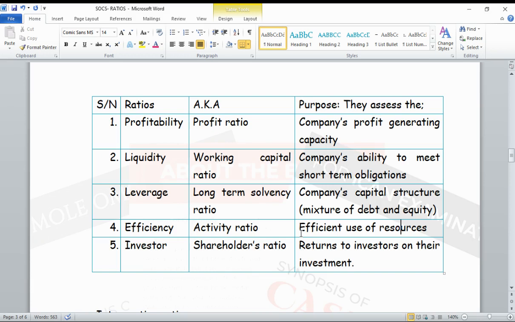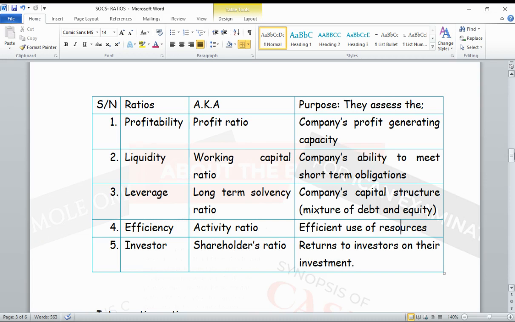Now, the next one is what? The investor ratios. The investor ratios are also called the shareholder ratios. This helps us to assess the return to investors on the investment. The investors want to know, how much dividend am I collecting per share? They want to know, what is my return on equity? They want to know, what is the dividend payout ratio of the company? And their earnings retention and their dividend payouts. You want to know, are they really retaining earnings? Are they paying me well? Different things like that. The investors want to know before they put their money into the company. So investor ratio or shareholder ratio helps us to assess the returns to investors on their investments.